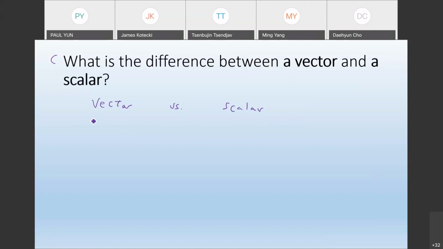Scalar. So vector has magnitude. What is the magnitude? Something like a force, like 5 newtons, 7 newtons. Yeah, 7 newtons is bigger. How about the scalar case? $5, $7. Hey, $7 is bigger, right? Yeah, both have magnitude. The force is 5 or 7 newtons.